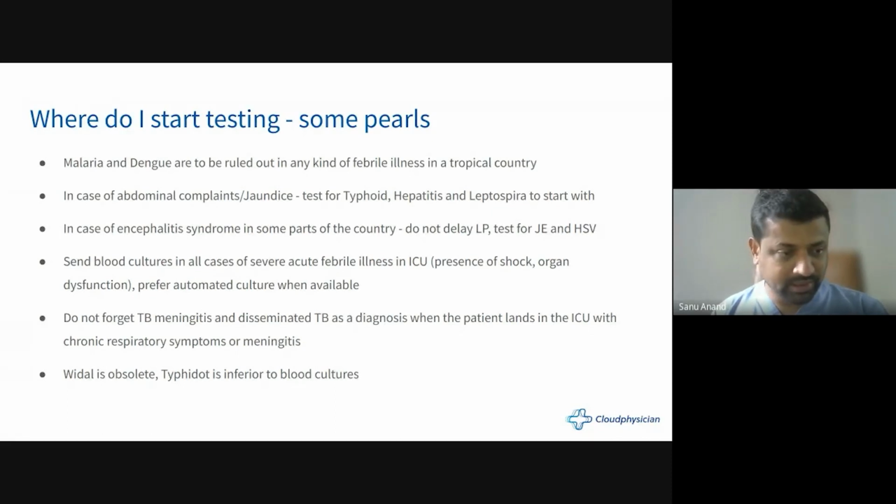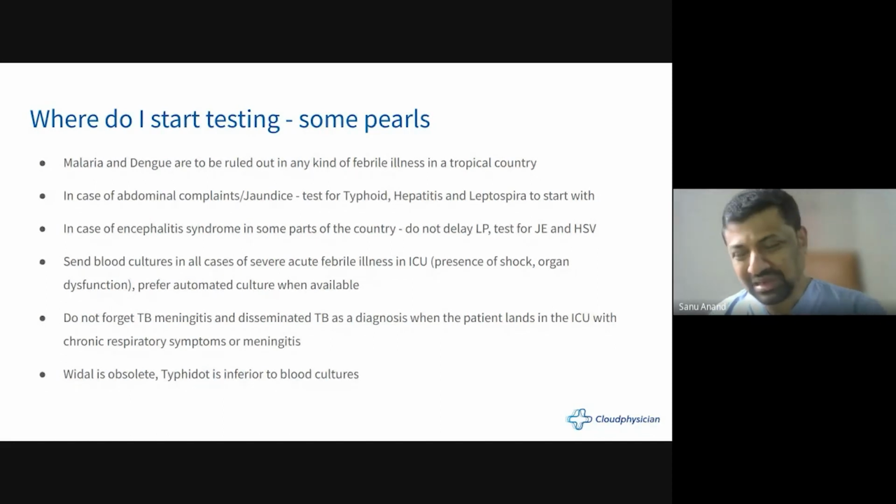And the Vidal test, it's obsolete. There are multiple reasons why the Vidal test is obsolete. If time permits, we can talk about it at the end of the talk, if anyone wants to really know more about why Vidal is obsolete.